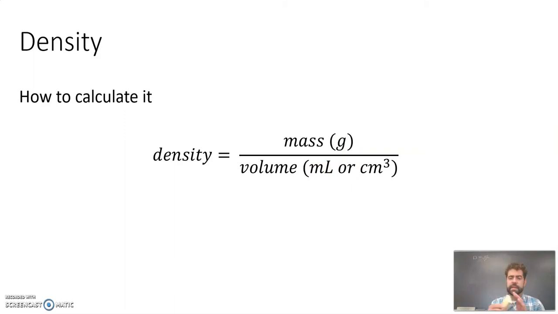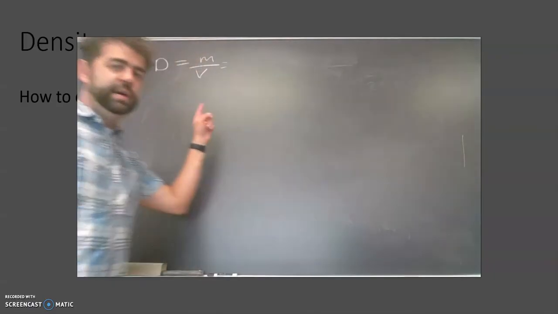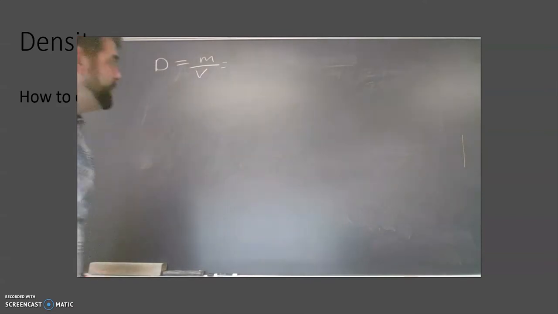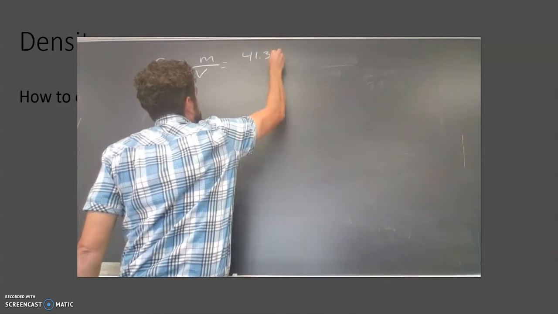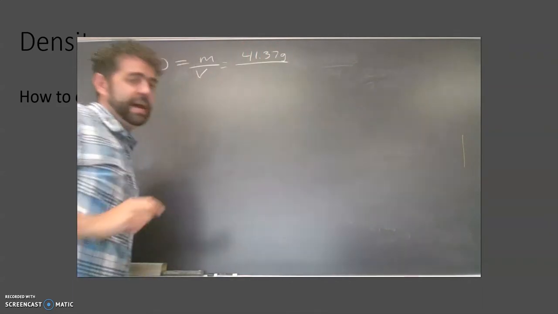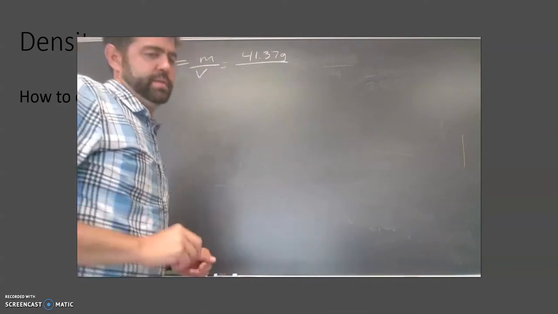Let's say I'm going to take this block right here, and this block says pine on it. It's a pine block, and I want to figure out what the density of this is. The easiest way to find the mass would be to walk it over to the back of the room where the table is with all the electronic balances, hit on, tare, and set it right on there, and I'd be good to go. I know what the mass is. So that would be quite simple. And if I look up here, I can write that down. So I walk it back, I get the number, and I get 41.37 grams.